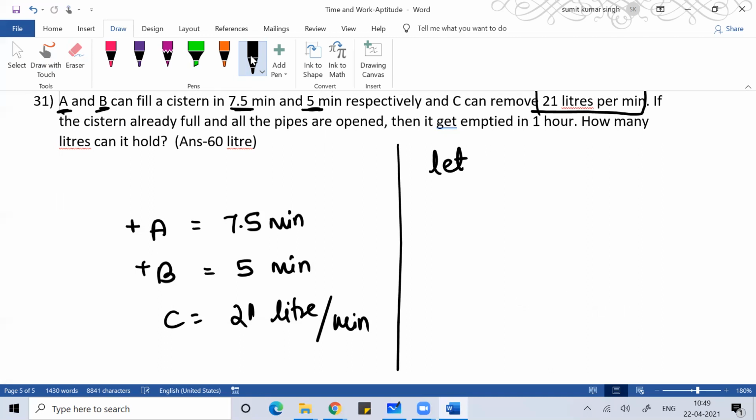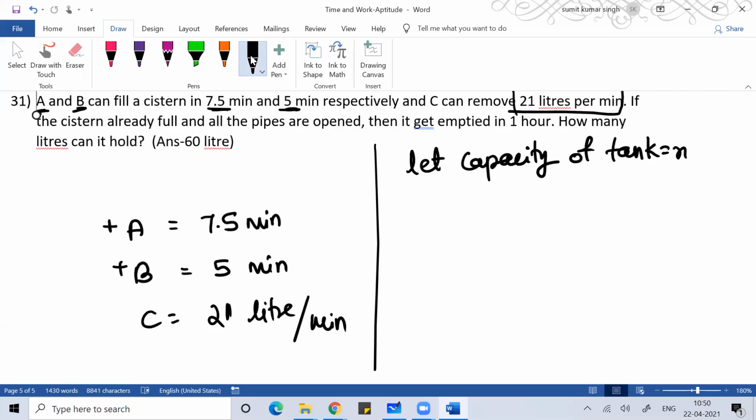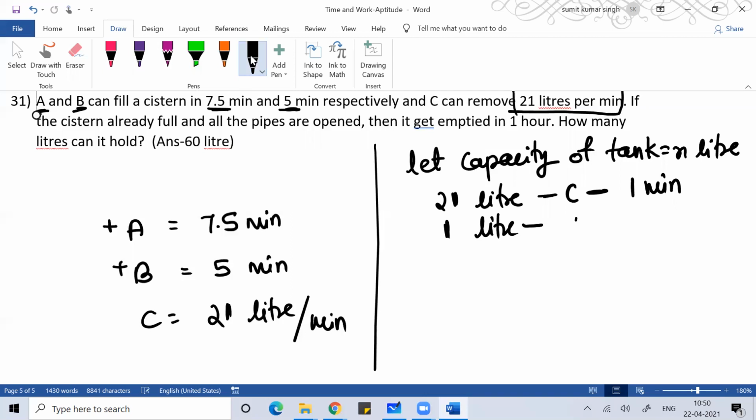So I assume the capacity of the tank is X liters. And when you talk about C, C can remove 21 liters of water in 1 minute. So 1 liter of water C can remove in 1 by 21 minutes.